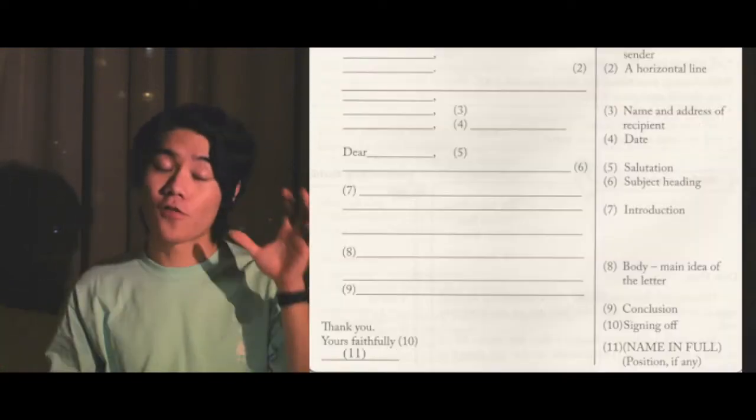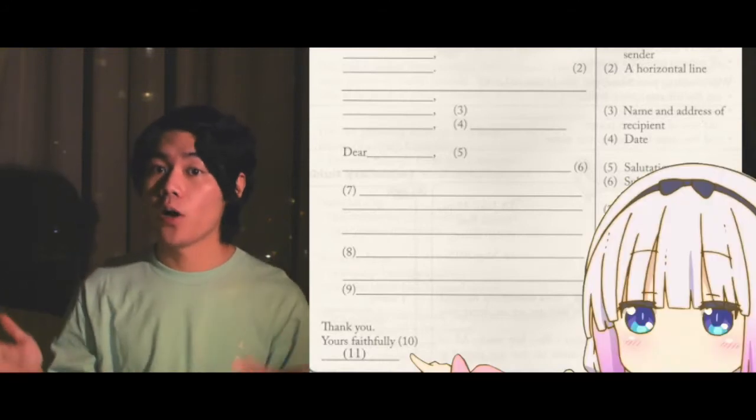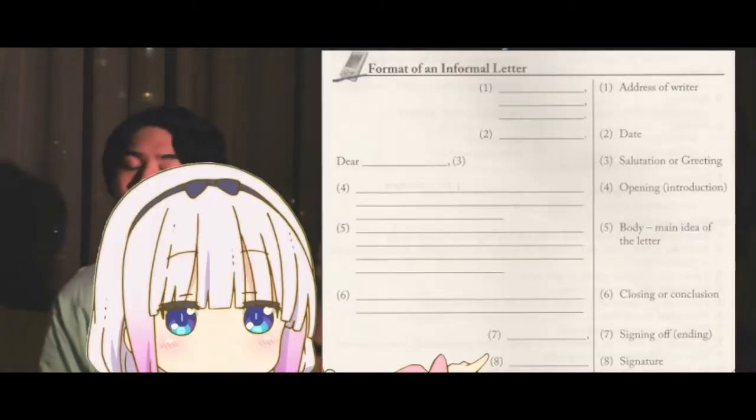Towards the end, both letters have their sign-offs. For a formal letter, it'll be on your left, whereas for an informal letter, it'll be on your right. On the formal letter, write thank you, comma, yours faithfully if you know who you're writing it to, or yours sincerely if you don't know who you're writing to, and finally put your name on the bottom. For an informal letter, write yours sincerely or yours truly, and sign on the bottom.